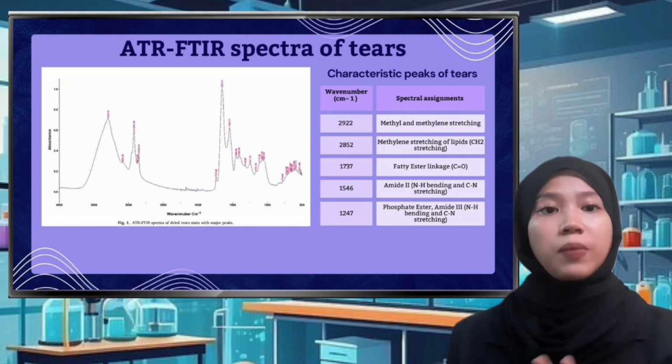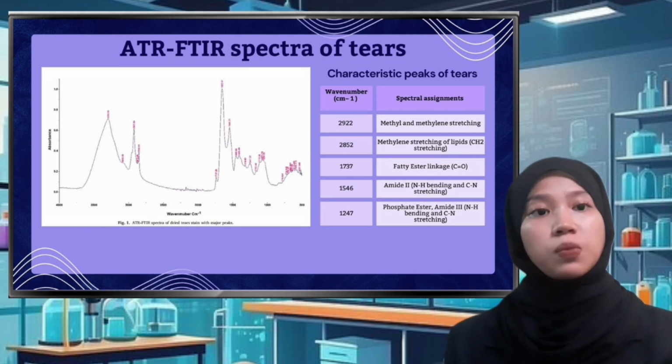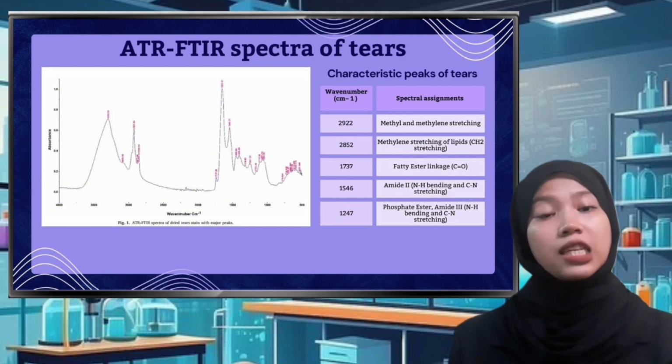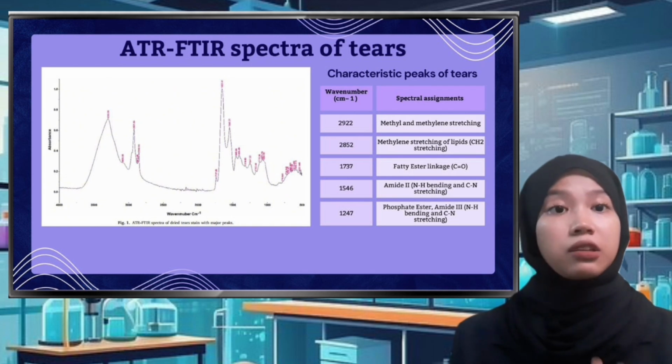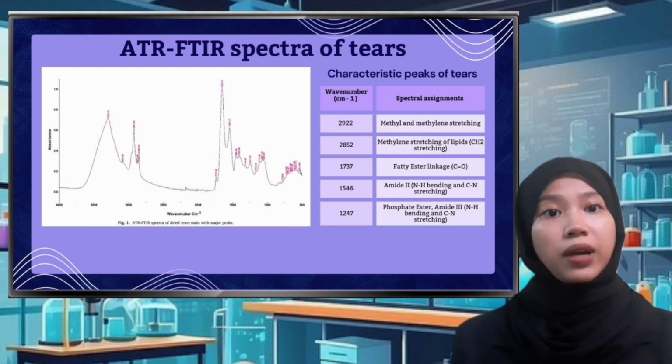The first one is the methyl and methylene stretching located at 2922 cm⁻¹, followed by CH2 stretching of lipids at 2852 cm⁻¹. Next distinct peaks of tears also include the 1737 cm⁻¹, which belongs to the fatty ester linkage C=O, a 1546 cm⁻¹ peak formed due to the presence of amide 2, and lastly a phosphate ester bending and stretching at 1247 cm⁻¹. These peaks were all previously reported as the characteristic peaks of tears in a study done by Nagase et al.